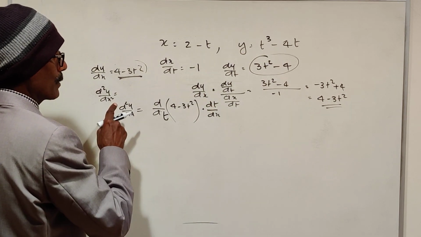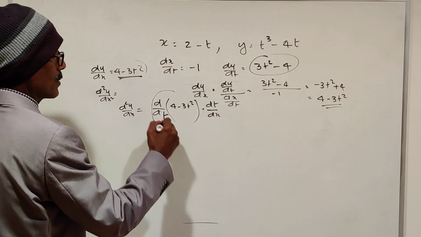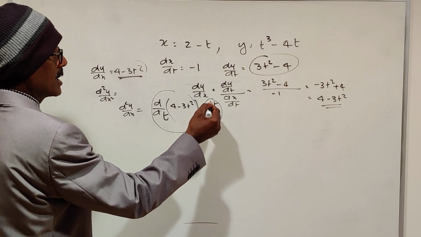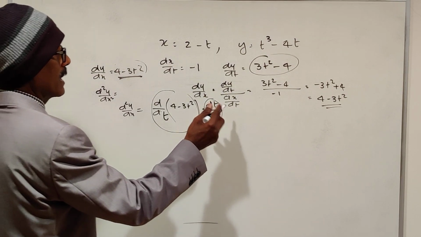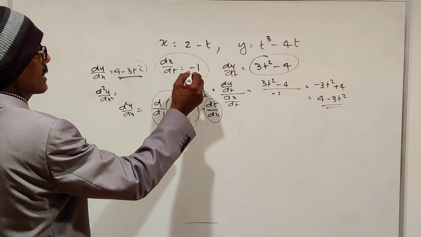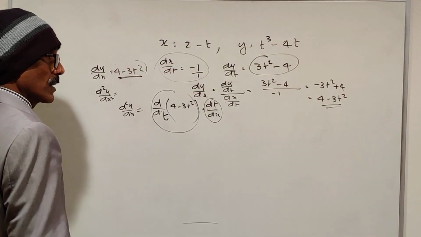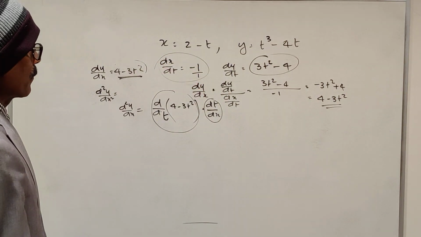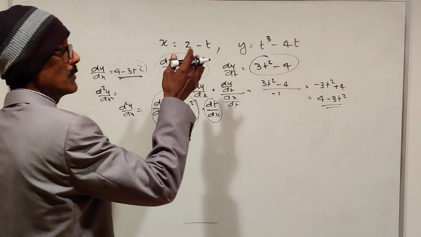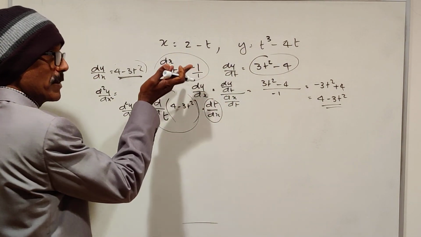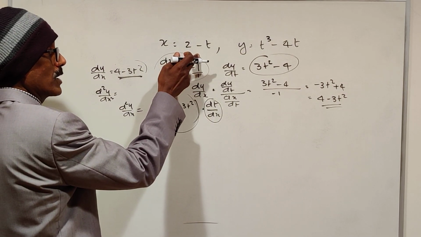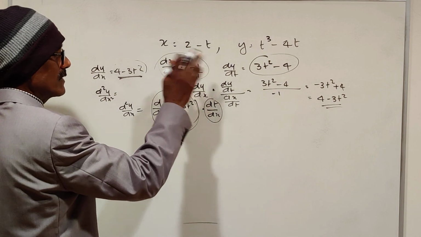So right now you can differentiate with respect to t, then multiply dt by dx. What is dt by dx? Dx by dt is here. Dt by dx means you need to find the multiplicative inverse. That is minus. What is the multiplicative inverse of minus 1? It means you need to change the numerator to denominator and denominator to numerator. That is the same thing.